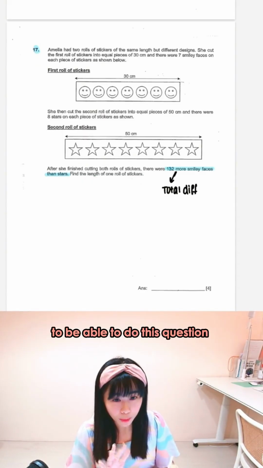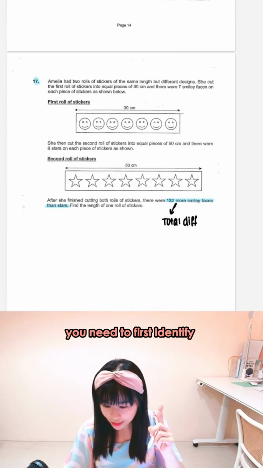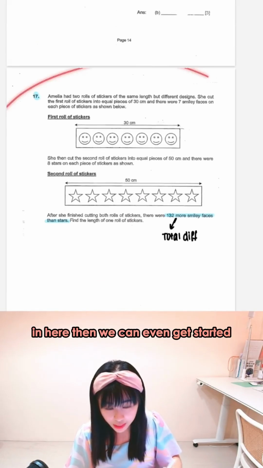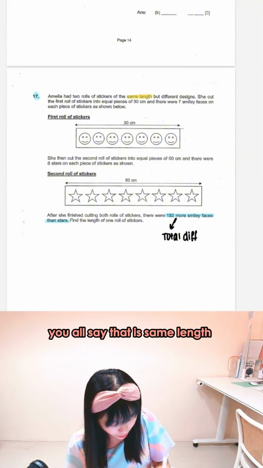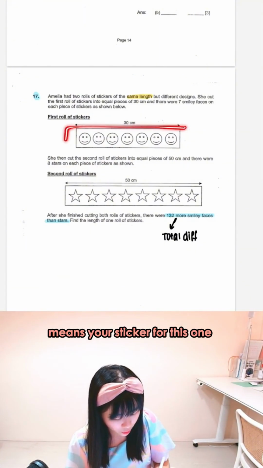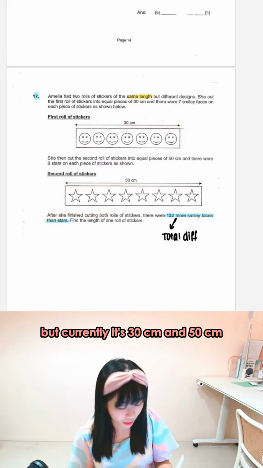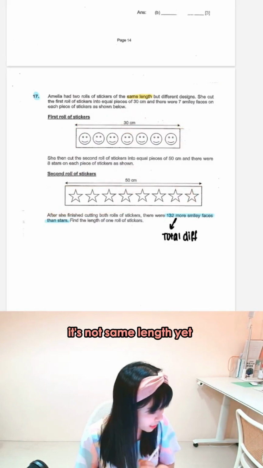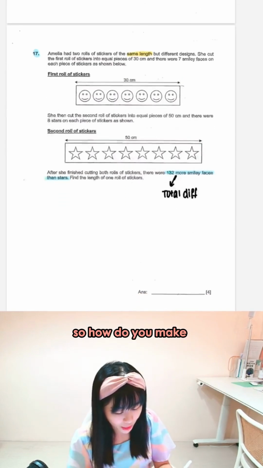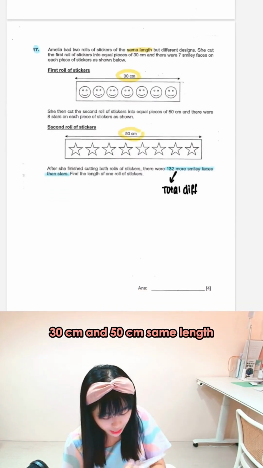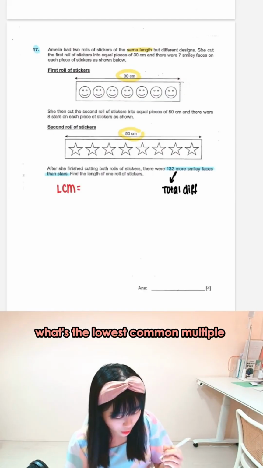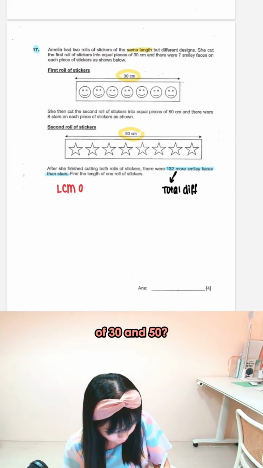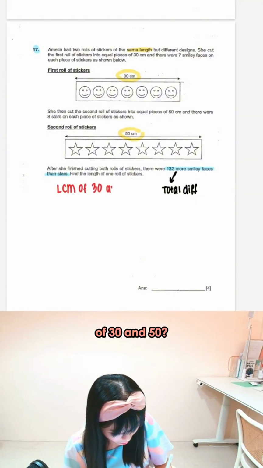Now, to be able to do this question, you need to first identify the most important keyword in here. Then we can even get started. Y'all say that is same length. Same length means your sticker for this one and this one must be the same length. But currently it's 30 cm and 50 cm. It's not the same length yet, right? So how do you make 30 cm and 50 cm the same length? You must look at the lowest common multiple. What's the lowest common multiple of 30 and 50?